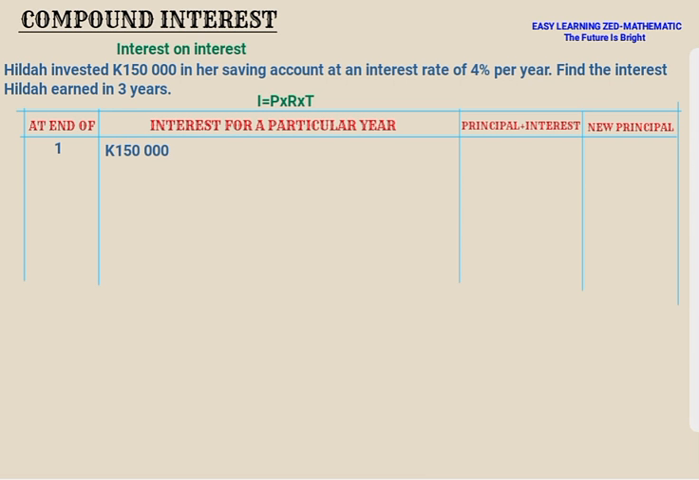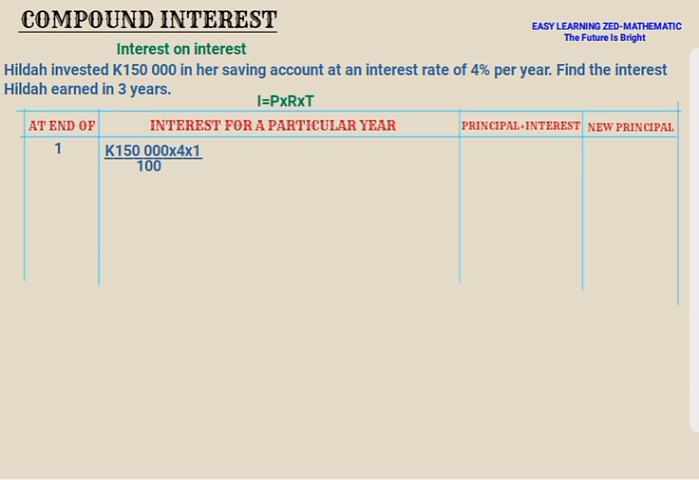150,000 kwacha, multiplied by 4. Now remember, I've ignored the percent because I'm going to divide 4 by 100. Then multiply by 1, then the whole lot of that multiplied by 100. So this 100 is coming down here because of the percent. When we write 4 over 100, that means we have written 4%, because percent means out of 100.